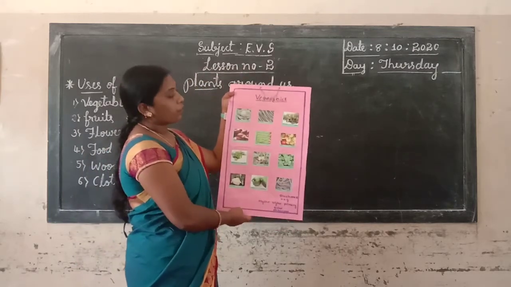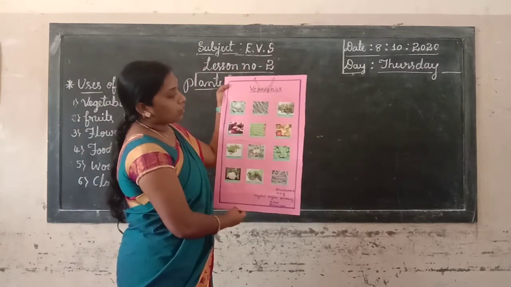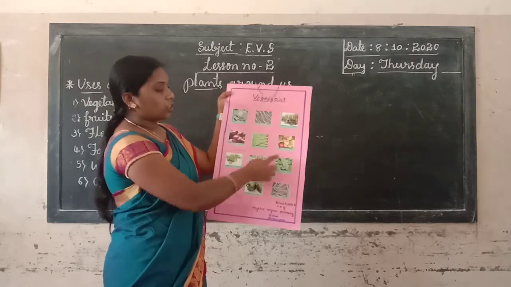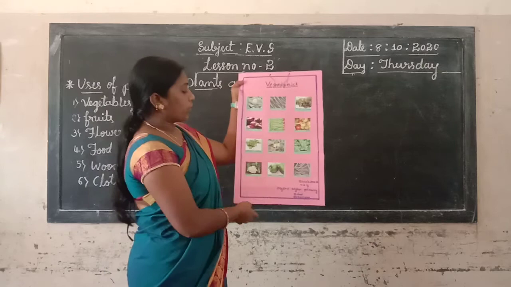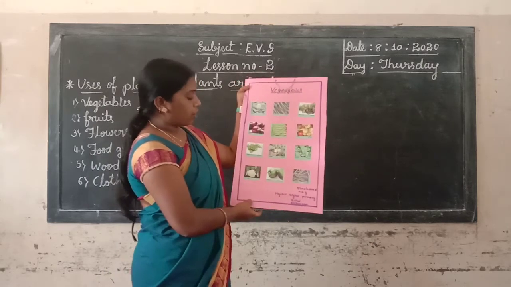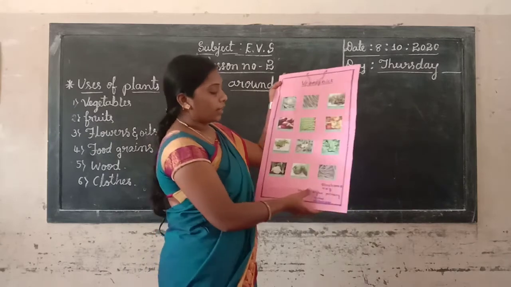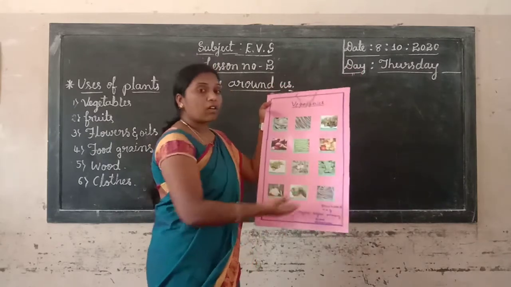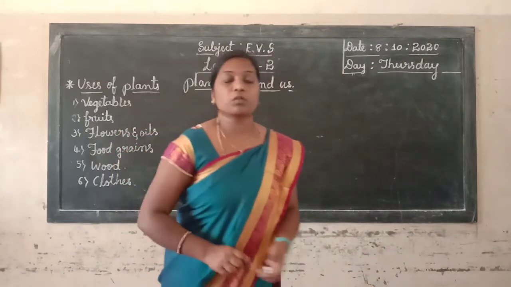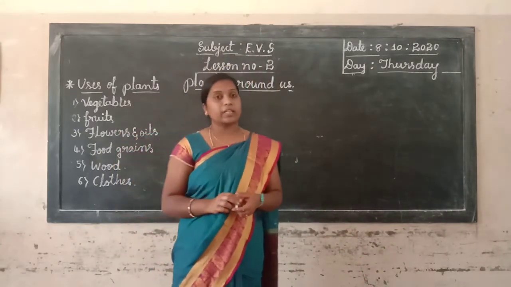Lady's finger, methi, brinjal, beans, tomato, coriander leaf, norcol, mint leaf, cauliflower, capsicum and french beans. So these all items we get from plants. So vegetables are used to make different type of dishes.